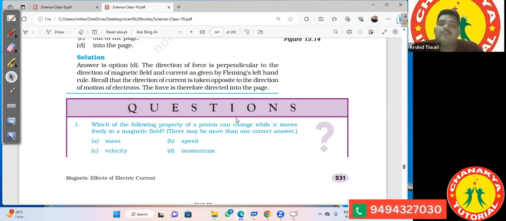Which of the following properties of a proton can change while it moves freely in a magnetic field? Also, if you read completely, there may be more than one correct answer. It's not an MCQ. It's not just one correct answer. So think what property of the proton can change.